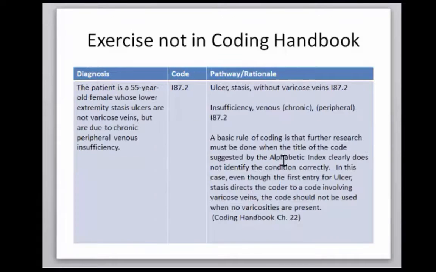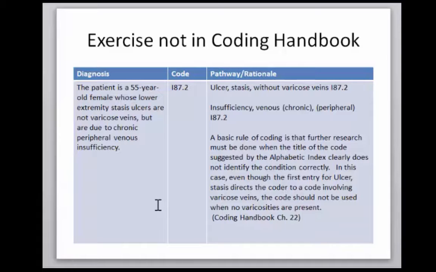And here's a case I wanted to bring up with stasis ulcers because they are very common in hospitals. If the physician has stated that these stasis ulcers are not varicose veins, they are not coded with an ulcer varicose vein code. They're coded rather as peripheral venous insufficiency. So even though our code book does give us that without varicose veins subterm, you could have also looked at it through insufficiency and found the very same code, either one.